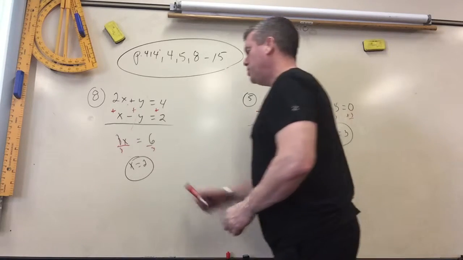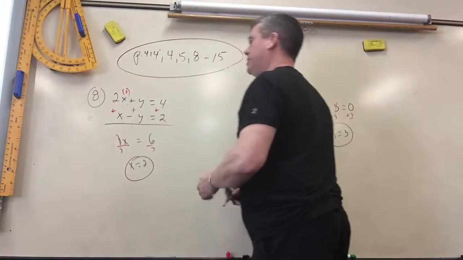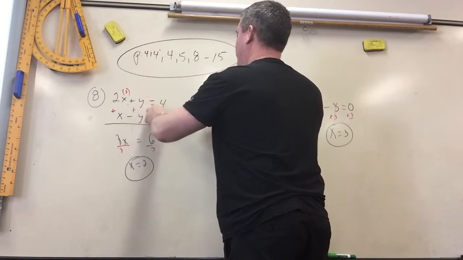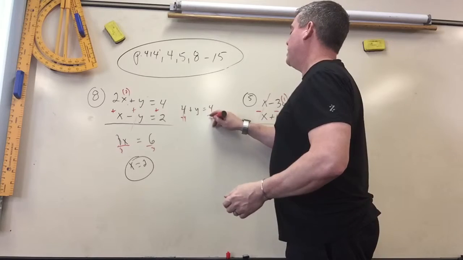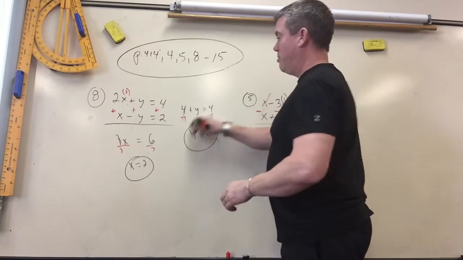So then you could put the 2 in either here or here. I'll just put it in the top one. It doesn't matter. 2 times 2 is 4, plus y equals 4. So when you subtract 4, y is 0.